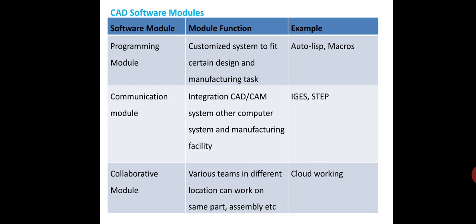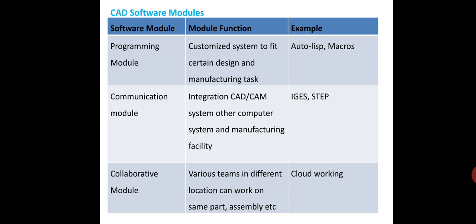IGES is the Initial Graphics Exchange Specification, and STEP is also a neutral CAD file format, which can be used in any software. Suppose you want to open that part in other software. If your file has such an extension, then that file will open in any software. This is an example of the communication module.